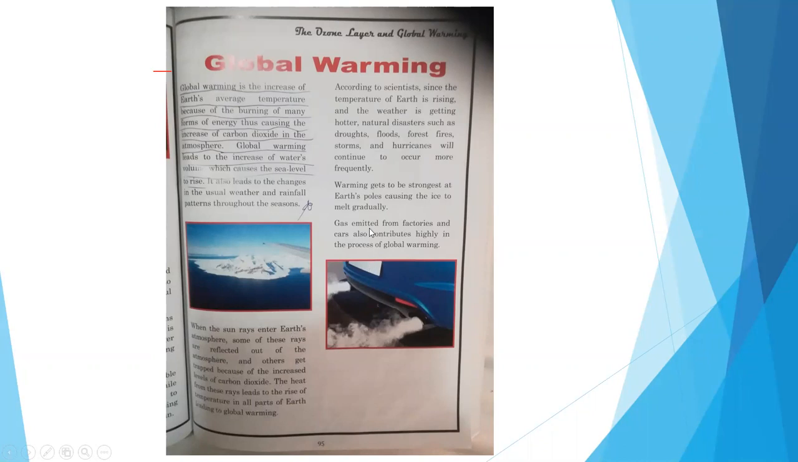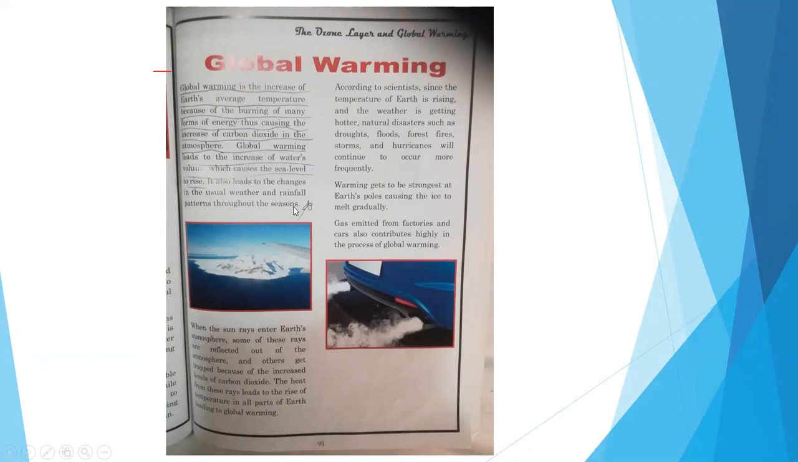The heat from these rays leads to the rise of temperature in all parts of the Earth, leading to global warming. According to scientists, since the temperature of Earth is rising and the weather is getting hotter, natural disasters such as droughts, floods, forest fires, storms, and hurricanes will continue to occur more frequently. Warming gets to be strongest at Earth's poles, causing the ice to melt gradually. Gas emitted from factories and cars also contributes highly in the process of global warming.